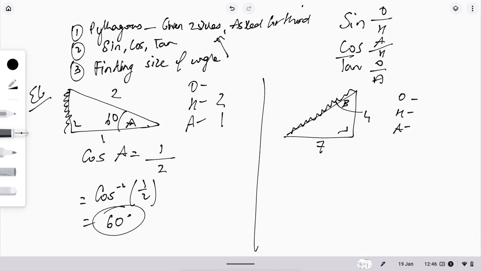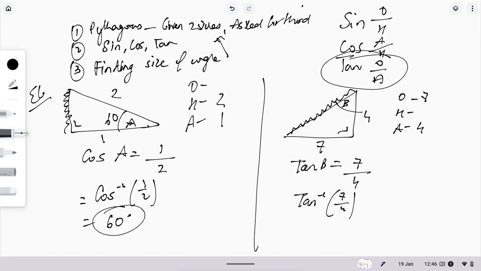Where am I standing? Am I standing at B? What's opposite me is 7. What's the hypotenuse? I don't know. Adjacent there is 4. So which one of these? It's tan. So tan B is equal to O over A, which is 7 over 4. To work out the size of angle B, it's tan inverse 7 over 4. Put that in your calculator, shift tan, and you get 60.26 degrees.